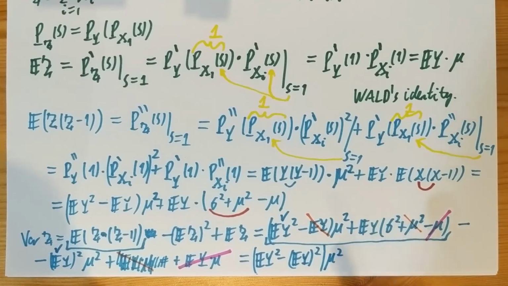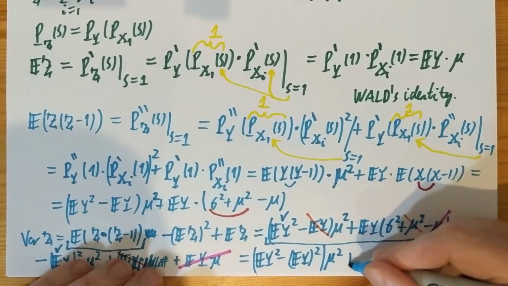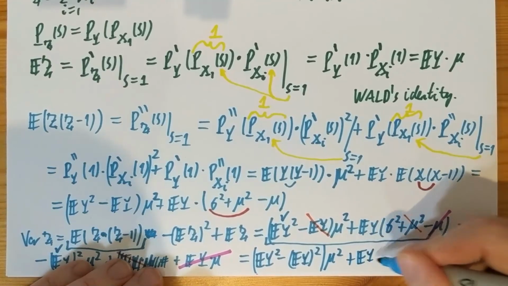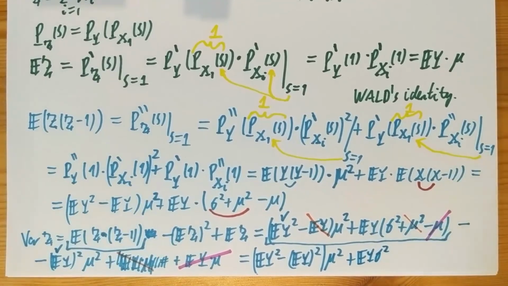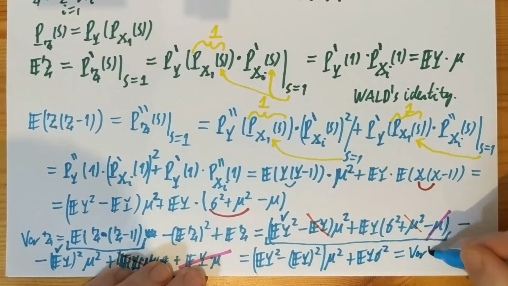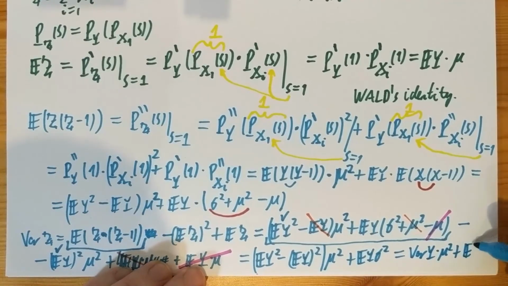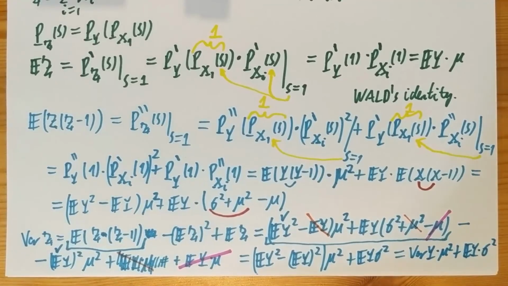And I have these people, just this term here, which is E of Y sigma squared. That's all that's left. And actually here everybody recognizes the variance of Y. So it's the variance of Y times mu square plus E of Y times sigma square. And that's the final formula for the variance of Z.